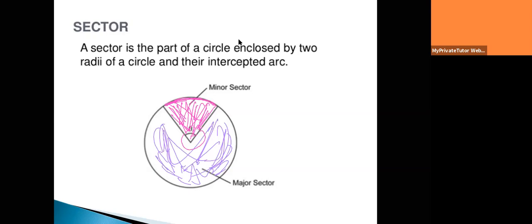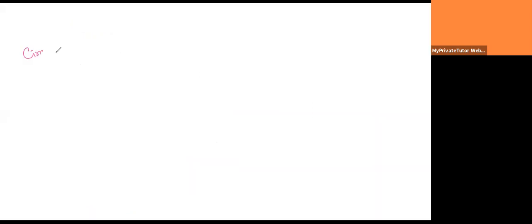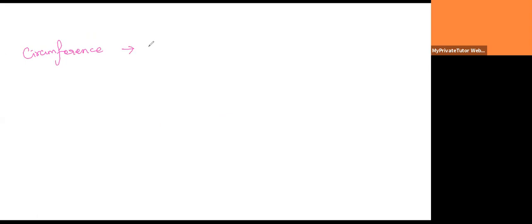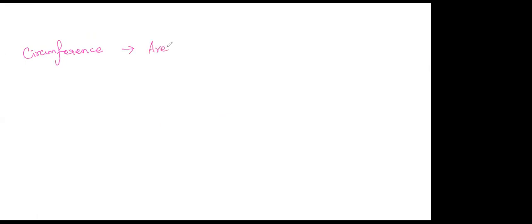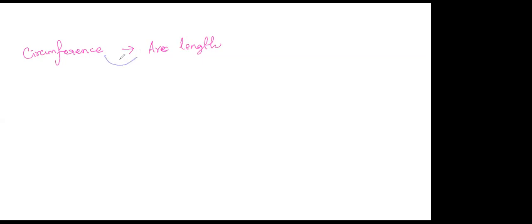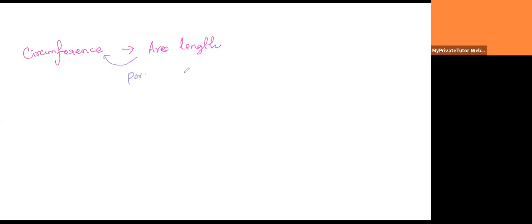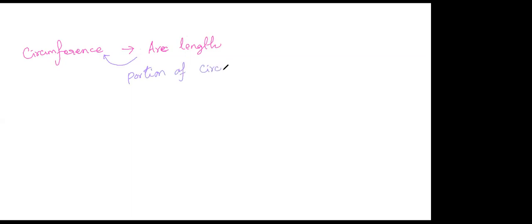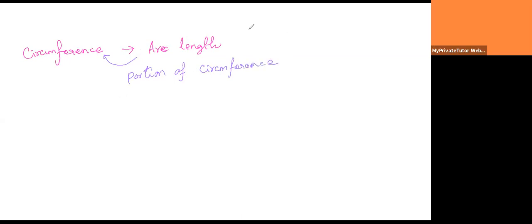So I just want to explain in a simple way. You know the circumference, and the relationship between the circumference and the arc length. What we learned is that arc length is a portion of the circumference. You agree? Okay. So what do you mean by the sector?